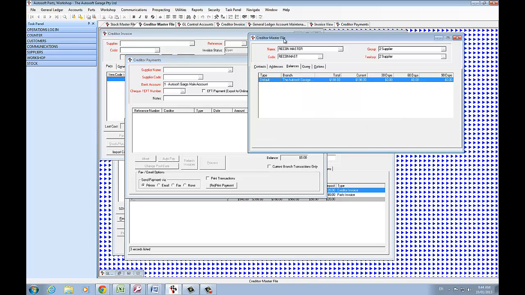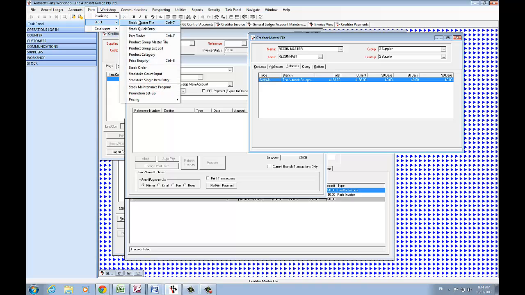So you don't need to do anything fancy with reverse orders or anything like that. Just keep it simple. We could have done a straight parts stock order for that one part if we needed to, and then turn that into a creditor invoice. Everything in that regard is exactly the same.